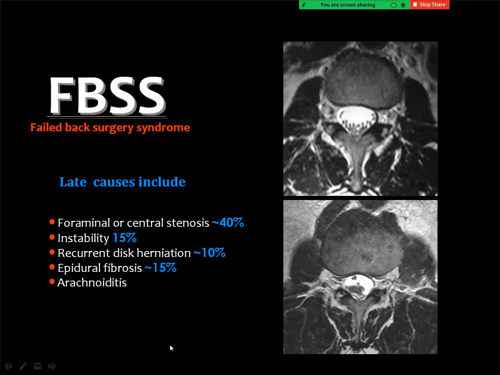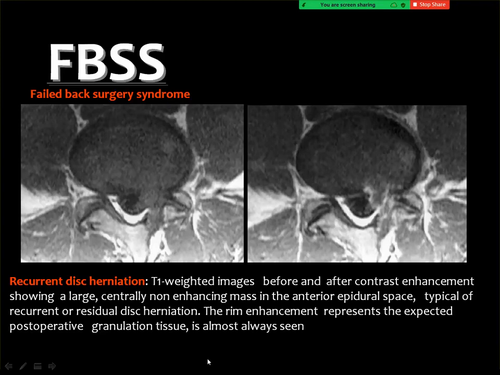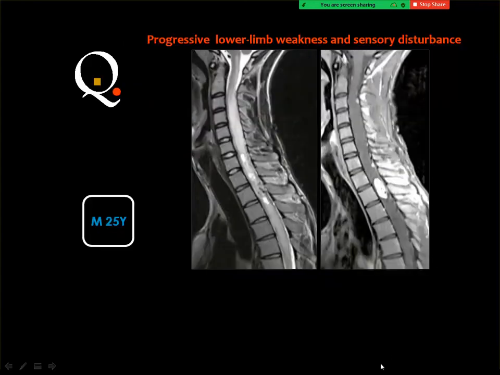And these are the late causes of failed back surgery, like foraminal or canal stenosis, instability due to surgery, of course, recurrent disc herniation, epidural fibrosis, and arachnoiditis. And this is an example of failed back surgery syndrome where you got evidence of laminar fenestration on the left side with recurrent disc herniation surrounded by enhancing granulation tissue.